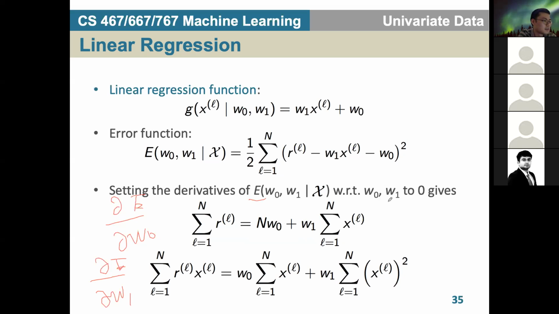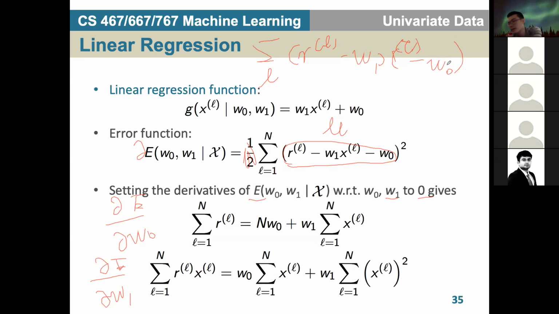Now let's consider this term. If we take the partial derivative of E with respect to w1, what will be the result? The first term is still the same. This is u, so u squared gives 2u, and the 2 cancels with the 1 by 2. So we still get this: L minus w1 x_L minus w0.